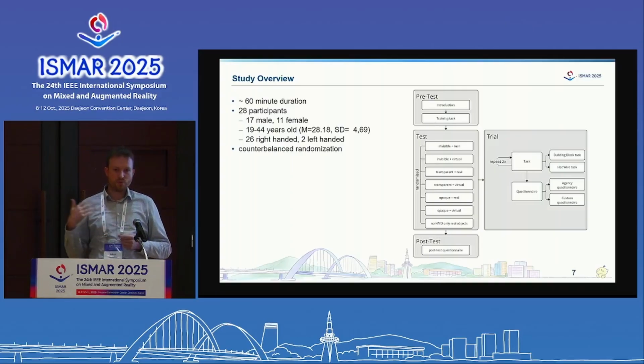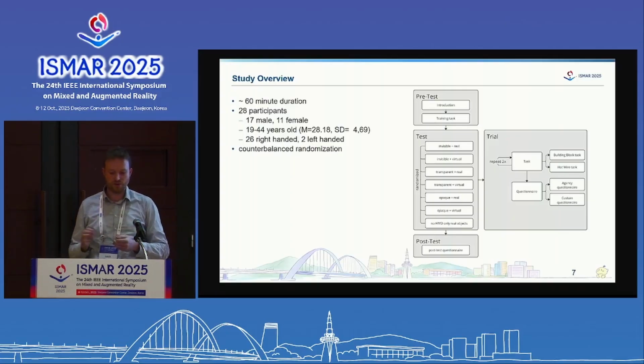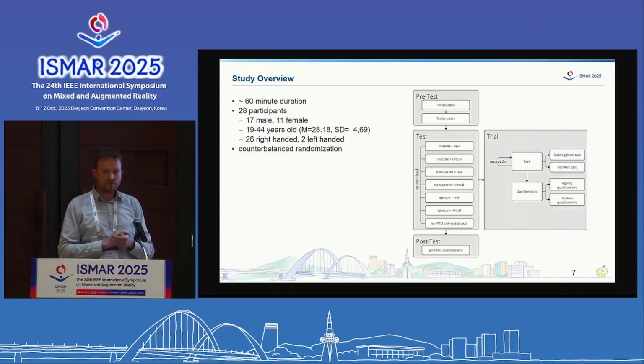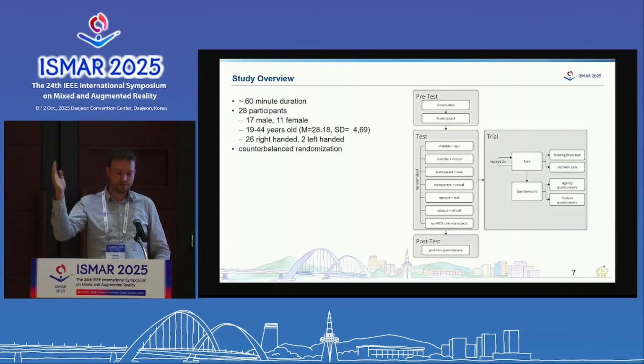It was a within-subject design, so every participant tried out all combinations between the three different hand visualizations and the two different interaction modes. And then we also had, as a last condition, a baseline condition, so no HMD at all and just the real objects. Everybody repeated each task two times, and then we just took the mean of it.